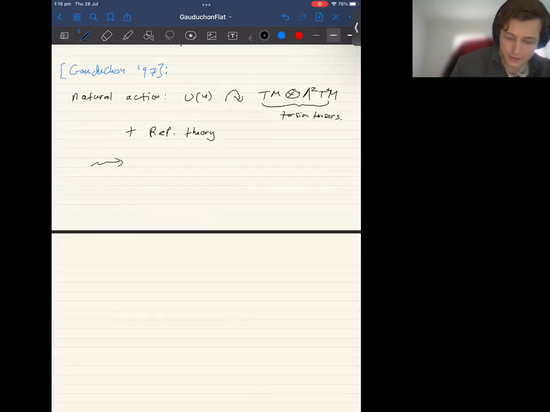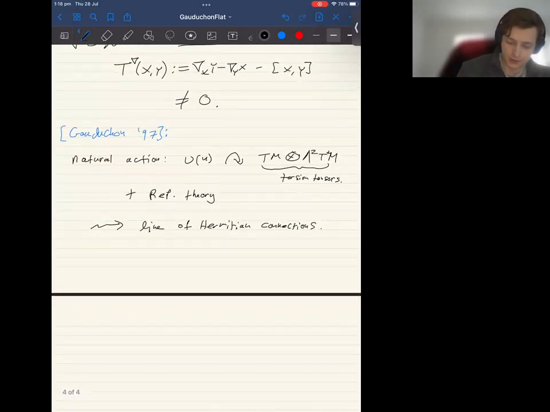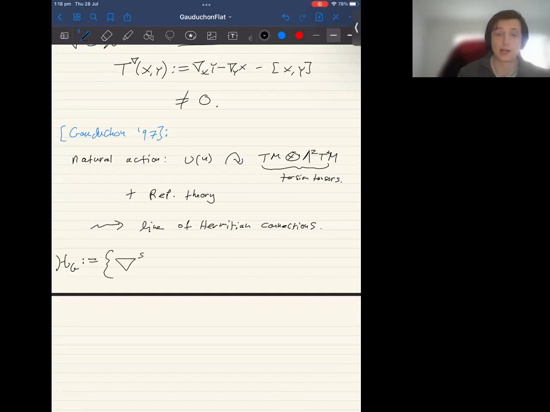Eventually this leads to a line of Hermitian connections, a sort of canonical line of connections sitting in H. I'm going to call this H sub G for Gauduchon. And it's a line, right? So it's a one-dimensional space.